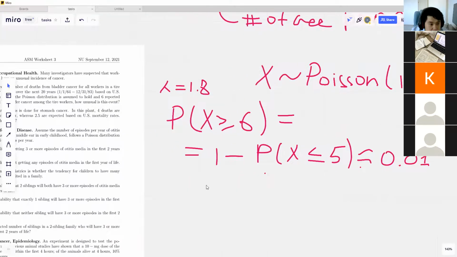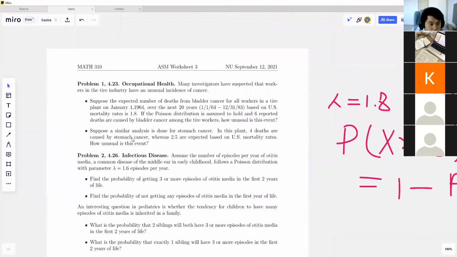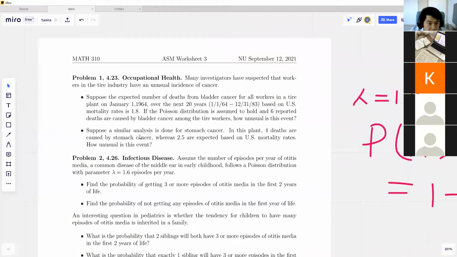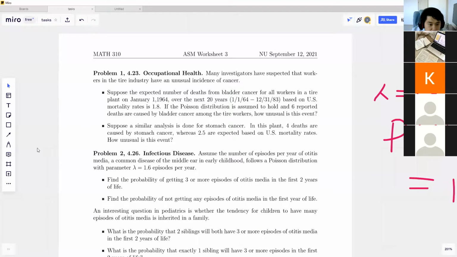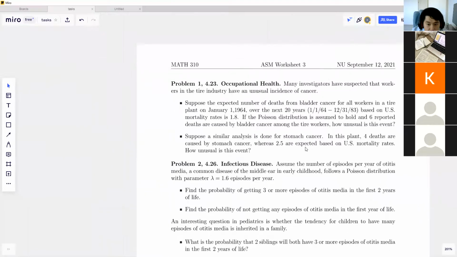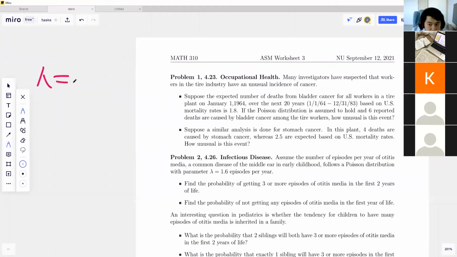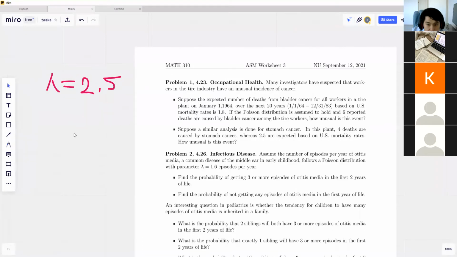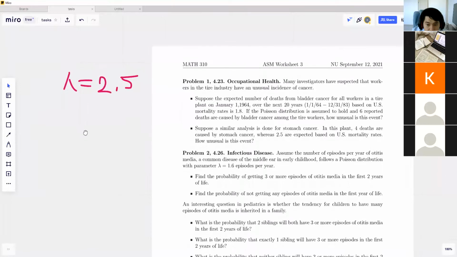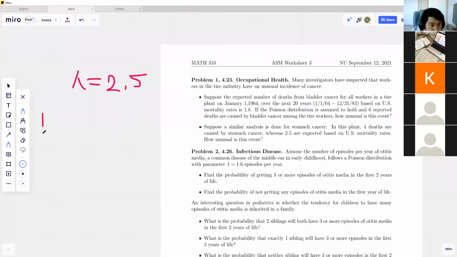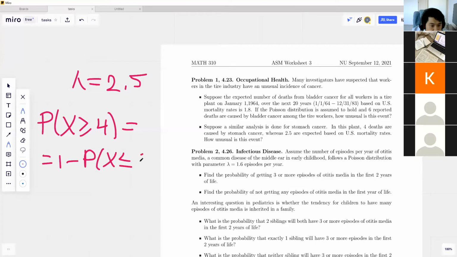All right, now. Suppose a similar analysis is done for stomach cancer. In this plant, 4 deaths are caused by stomach cancer, whereas 2.5 are expected based on US mortality rates. So lambda is equal to 2.5, and here we have X number of occurrences equal to 4. So we need to find the probability that X is greater or equal than 4, which is 1 minus the probability X is less or equal than 3.